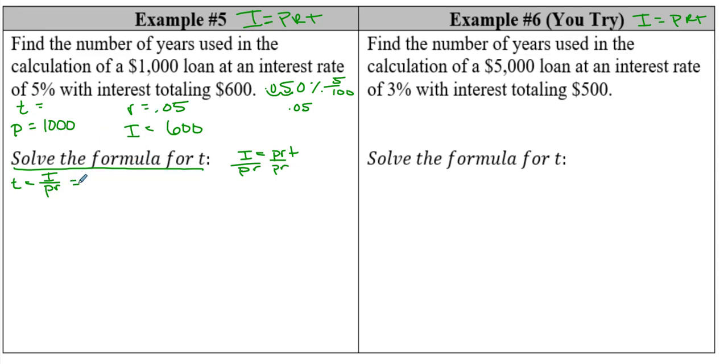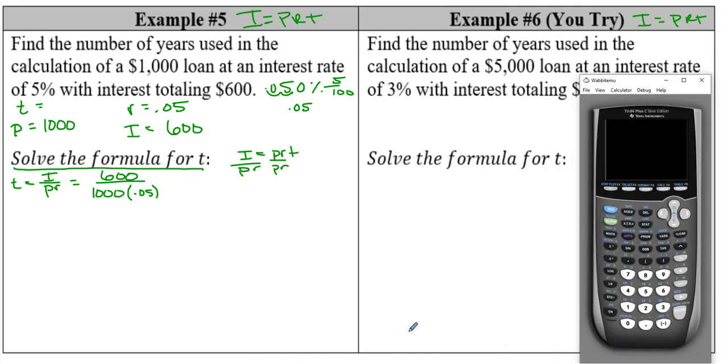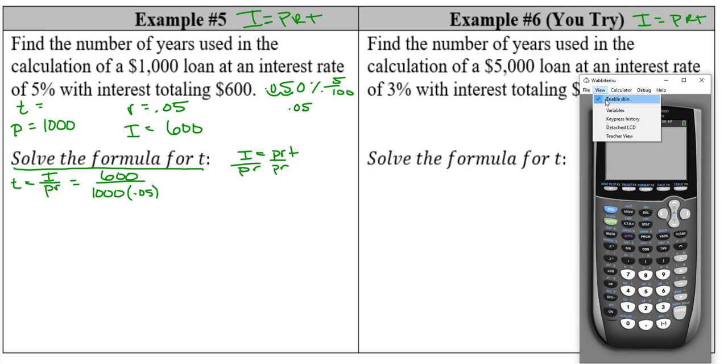So let's go ahead and set this up. I goes up top, 600. Down below we got the P, which is 1,000. I recommend if you have more than one substitution, especially with multiplication, that you start to model that using parentheses like I am doing right here. The reason being is we can go ahead and plug this into our nice little TI-84s. So you see here, let me go ahead and turn mine on. Let's pop this up.